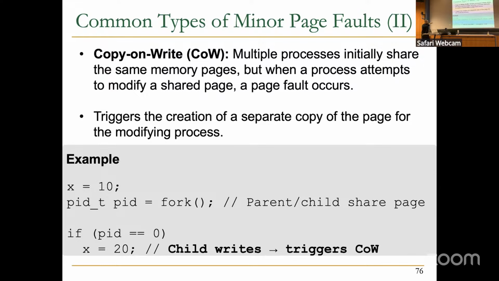Let's say that the parent process is doing x equals 10. X corresponds to a page. It's a virtual page. X resides inside the virtual page. The parent process forks, and then if you're the child, go and write 20 to X. This is basically a write on top of a shared page. And this would trigger the copy on write, which would trigger a page fault. Is it clear to everybody? Cool.